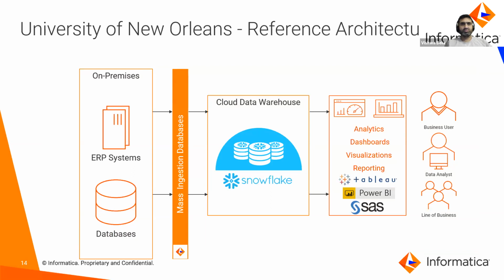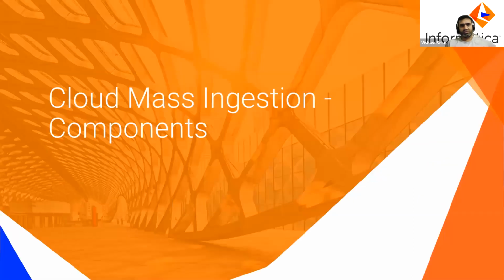It's quite simple. So they have their ERP systems and databases that they brought into a cloud data warehouse. They have like 12,000 tables that they moved into Snowflake using cloud mass ingestion, right? Which they use for their downstream analytics use cases.